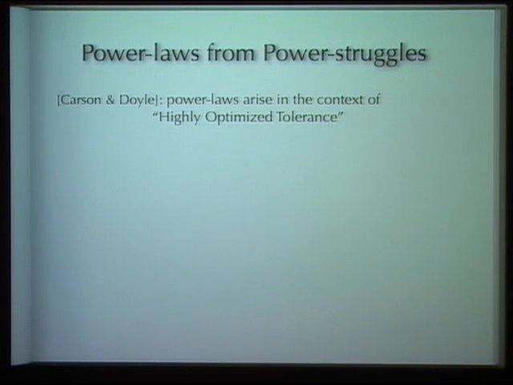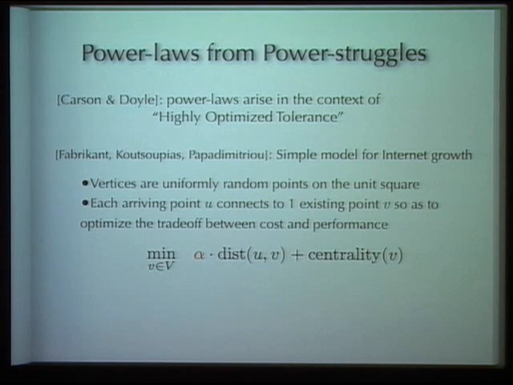So another way that people have tried to create power laws in degree sequences is based on an idea by Carlson and Doyle and this notion of highly optimized tolerance. So I'm not quite sure what highly optimized tolerance means, but I can give you a concrete example of a process. So this is a model by Fabrikant, Koutsoupias, and Papadimitriou, and this was meant as a toy model for internet growth. So you have vertices arriving uniformly as points in the unit square, and when a vertex arrives, it tries to optimize two things. On one hand, it really doesn't want to connect to a vertex very far away because it'll have to pay for the copper to actually build that connection.